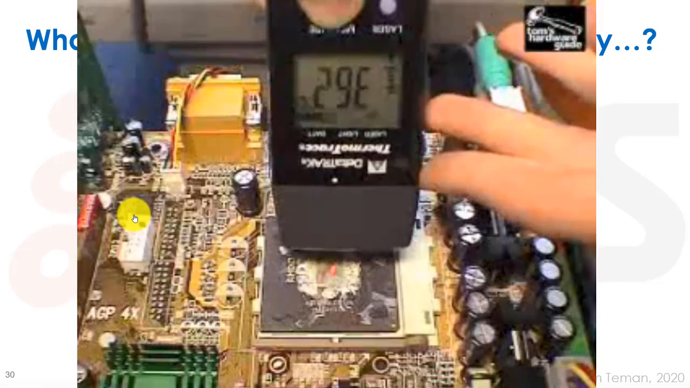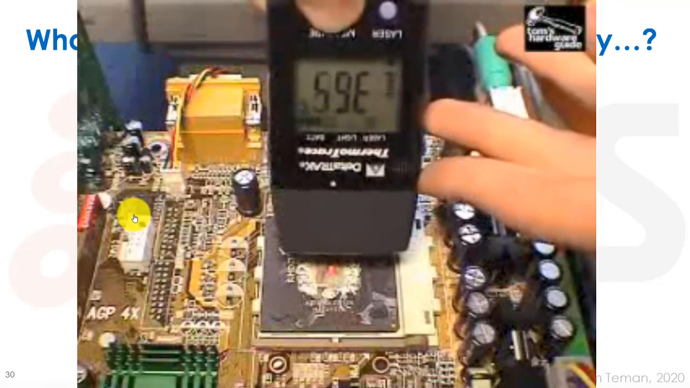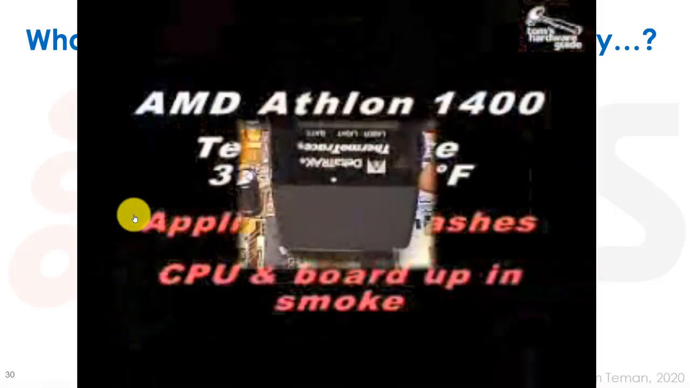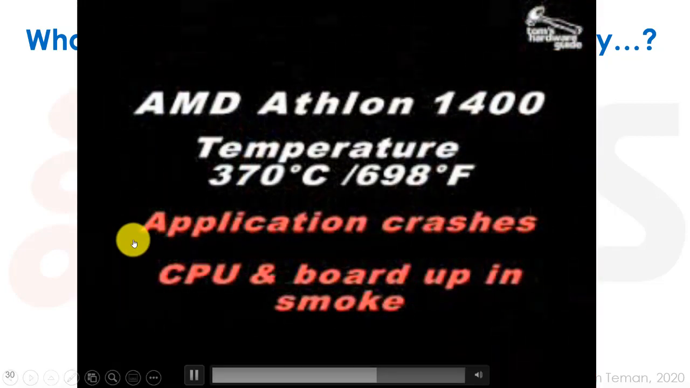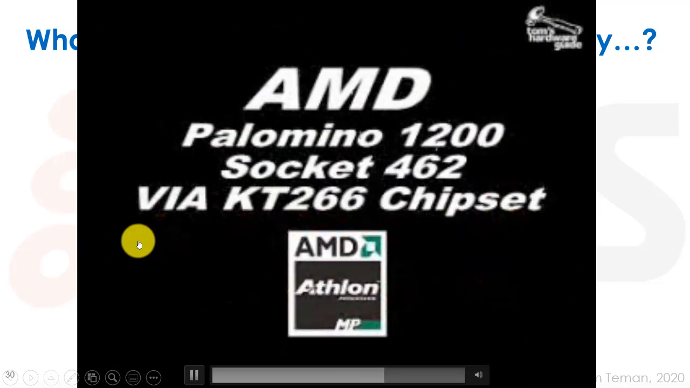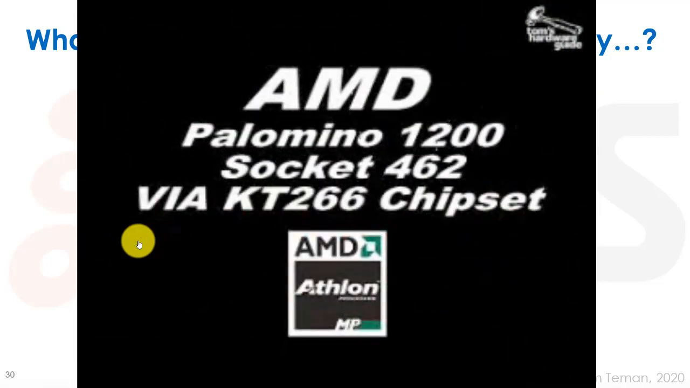Now if we look at the temperature measurements, you see that this already reached 360 or 370 degrees. So that was really, really hot on-chip temperature. Okay, and the CPU and the board go up in smoke. We can see similar things with other CPUs, but I think we can continue at this point.